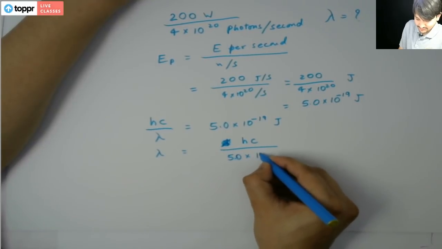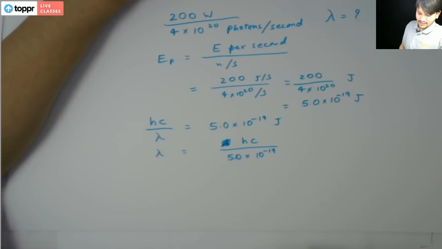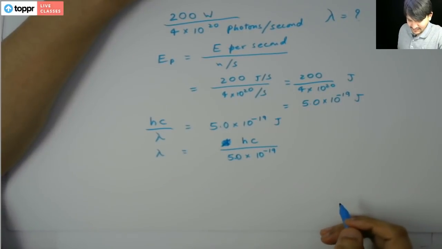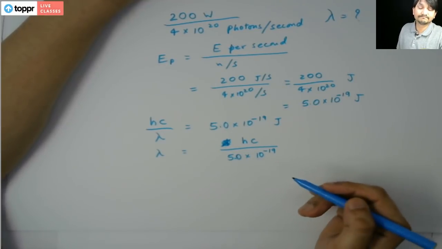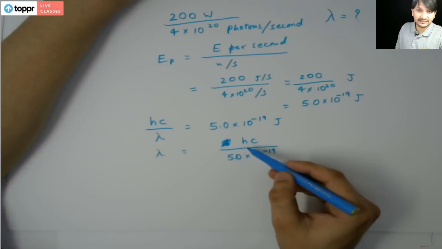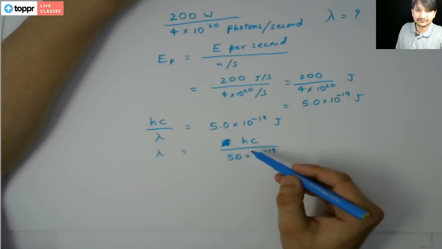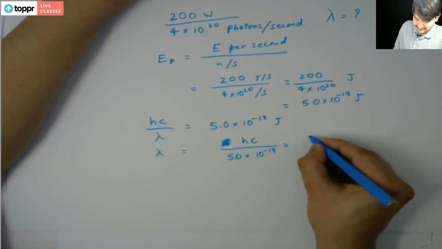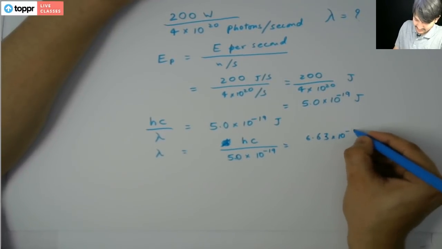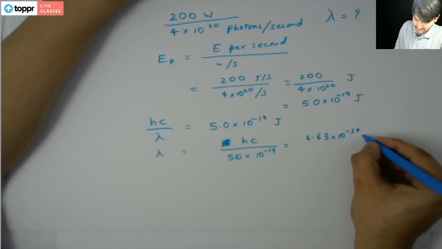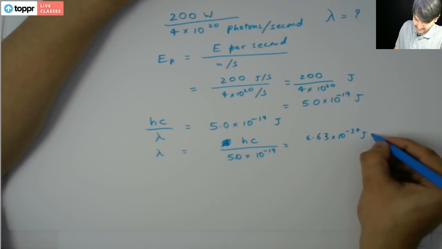5.0 into 10 to the power minus 19. So we can calculate these things, right? Now we can use the value of h in SI unit. That would be easier for us, and that is 6.63 into 10 to the power minus 34 joule second.